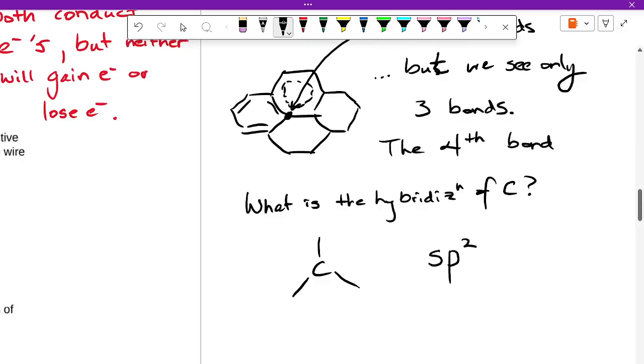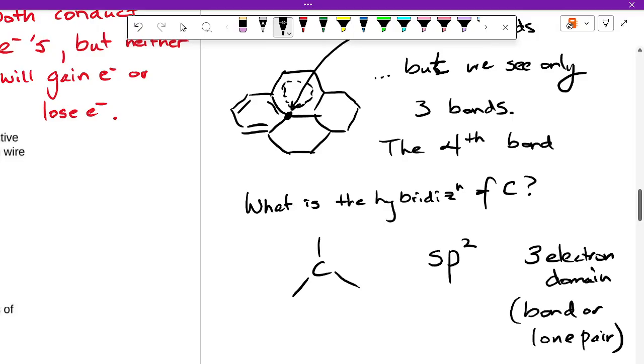sp2, because remember, you just count up the electron domains. There's 3 electron domains. An electron domain can either be a bond or a lone pair. In this case, we don't have any lone pairs. And then you say s, p, p, that's 3, sp2. Okay, so that's sp2 hybridized.